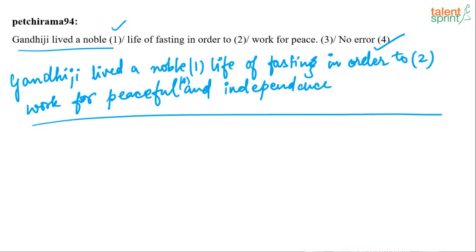So, the error is in option number 3. Yes, what is the error? The error is peace and independence. Both of them have to be nouns. But here peaceful is an adjective, which is wrong. He works for peace and independence, right? So this type of error you also get. This one is absolutely fine. There is no error for the question that was posted.